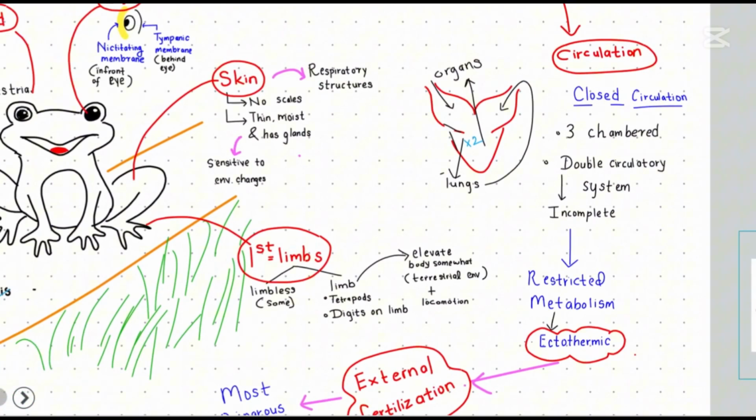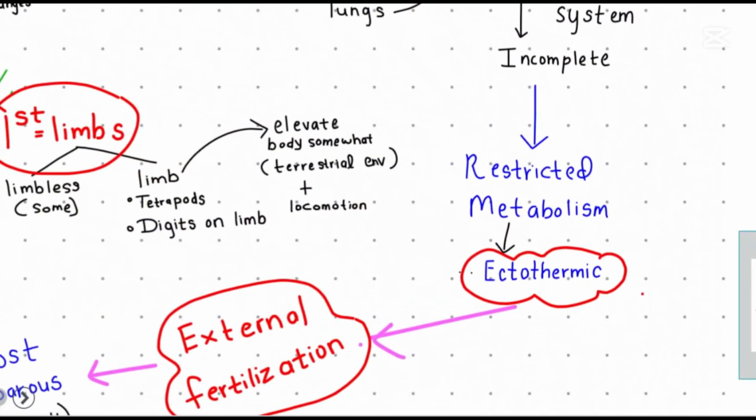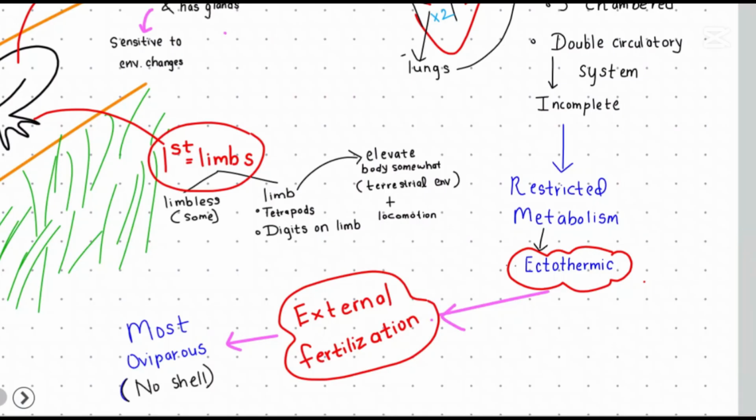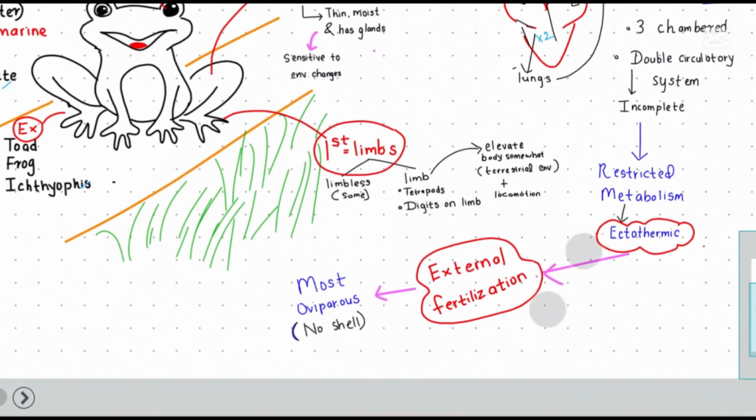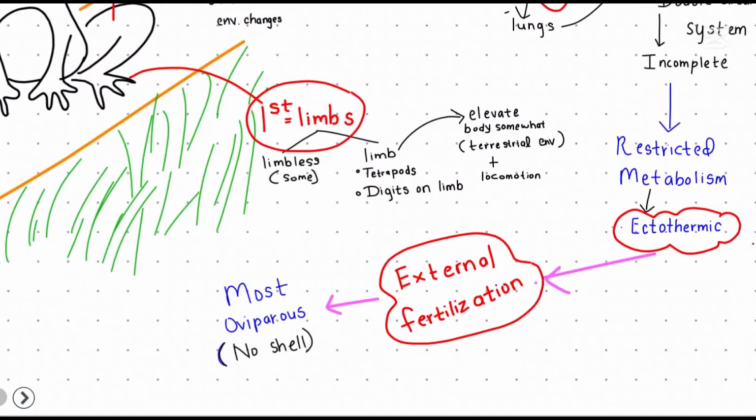So now you know when it's an incomplete circulatory system, the pressure is going to be low. You don't have to maintain a very high pressure, which means it has restricted metabolism. When there's restricted metabolism, the heat generated is going to be lesser. So it does not release a lot of heat to maintain the body temperature at a constant level, regardless of the external temperature changes. Therefore, we call amphibians ectothermic. It's the opposite of endothermic, where they don't make an effort to maintain the body temperature constant, regardless of the external environmental temperature changes.